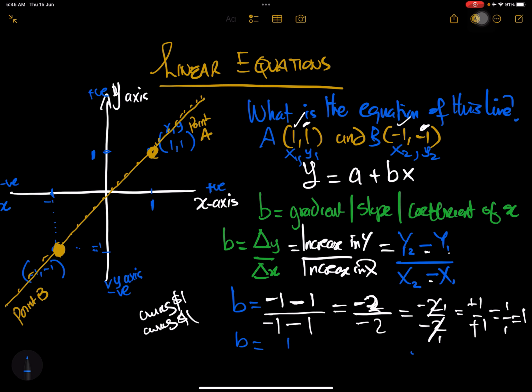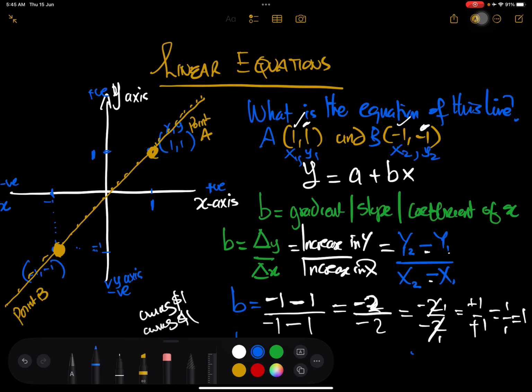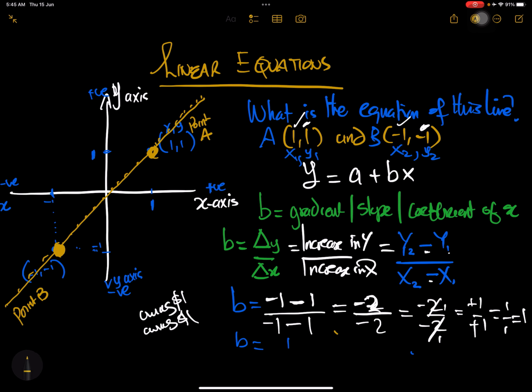Now, we need to look for the A. How do we look for A? To look for the A, we say when X is what? When X is 0. So when X is 0, we're going to get Y is equal to A plus B times 0. So we're going to get Y is equal to what?